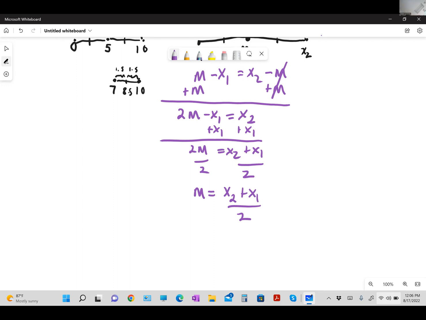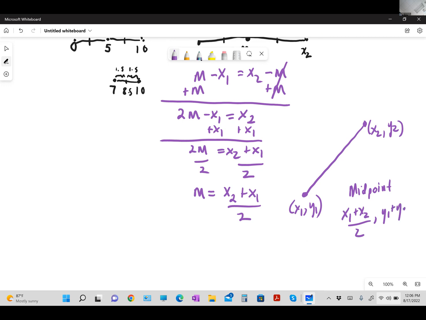And guess what? If you had a line that was inclined like this, and it was composed of x1, y1, and this one x2, y2, the midpoint for this would be x1 plus x2 divided by 2, comma, y1 plus y2 divided by 2. That's what it would be. Have you seen this before? Yes, you have.